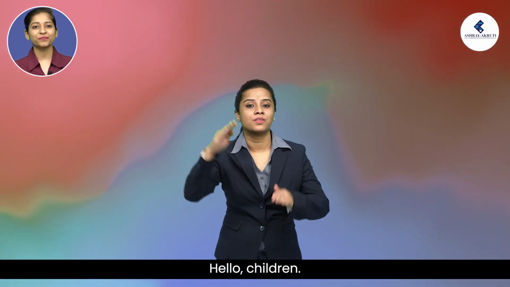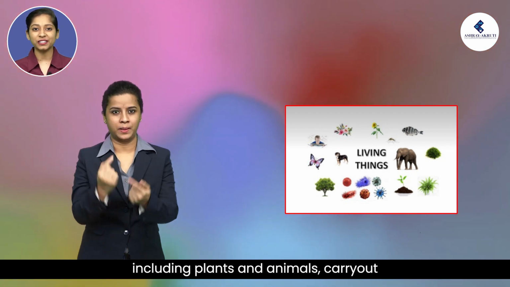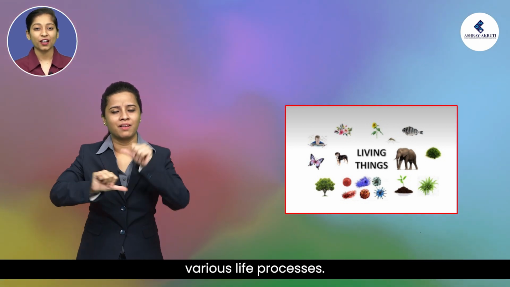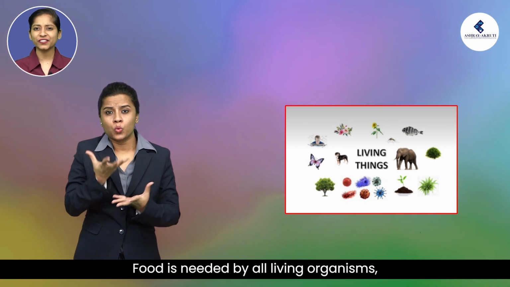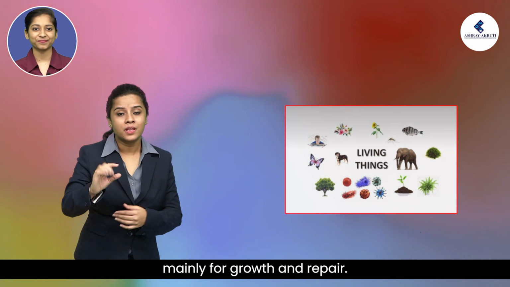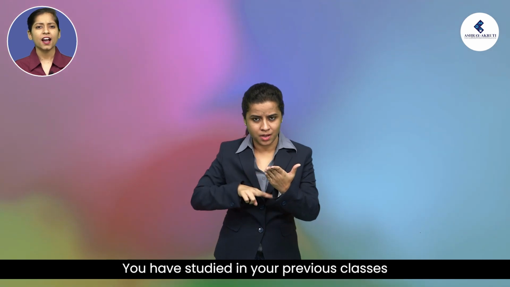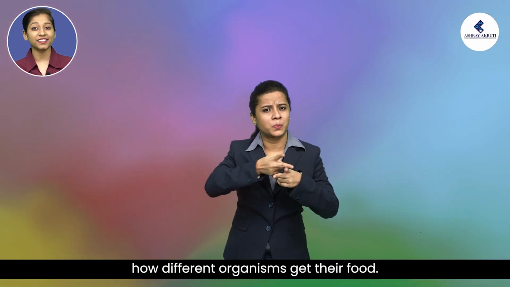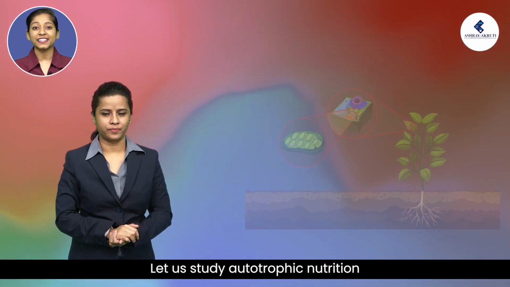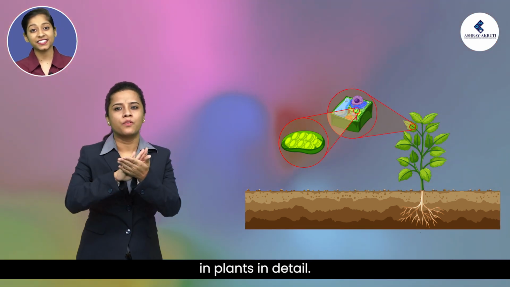Hello children! The living organisms, including plants and animals, carry out various life processes. Food is needed by all living organisms, mainly for growth and repair. You have studied in your previous classes how different organisms get their food. Let us study autotrophic nutrition in plants in detail.